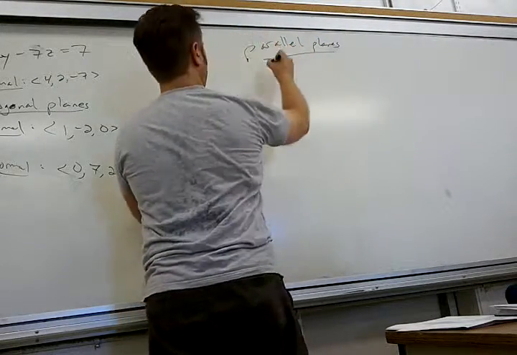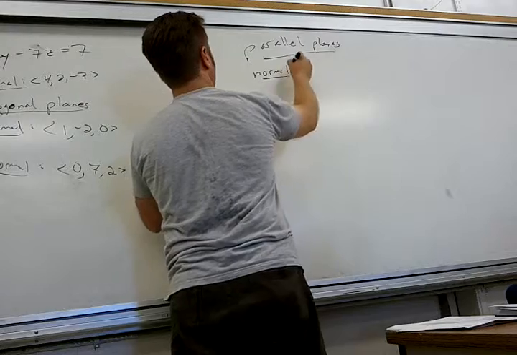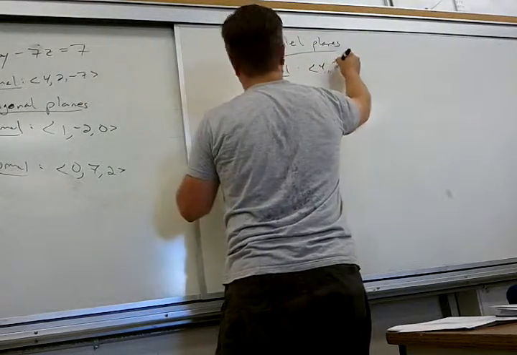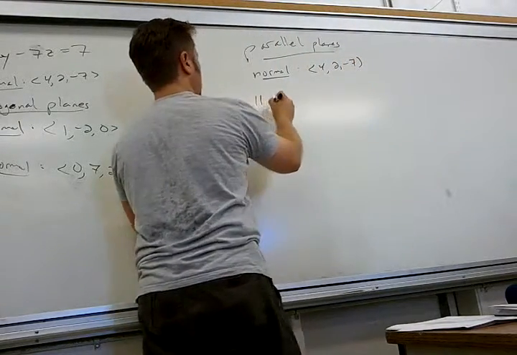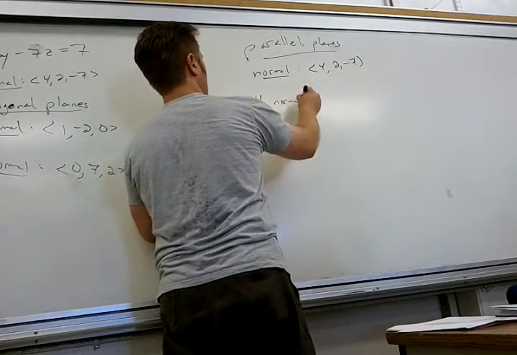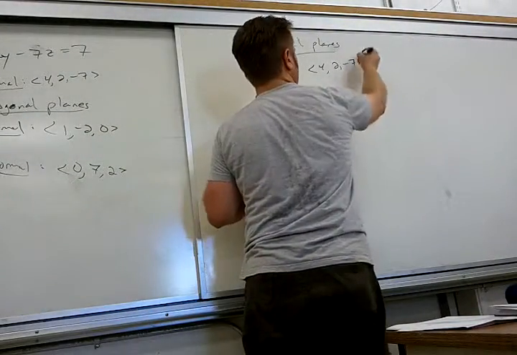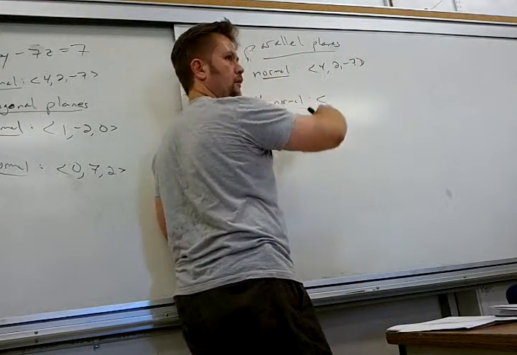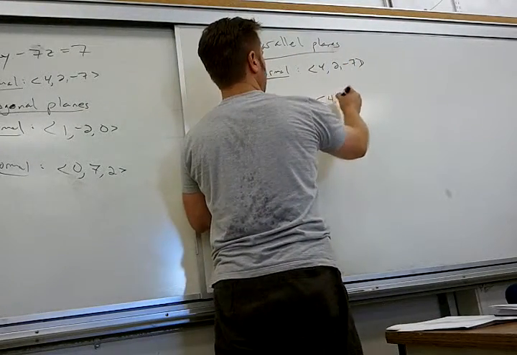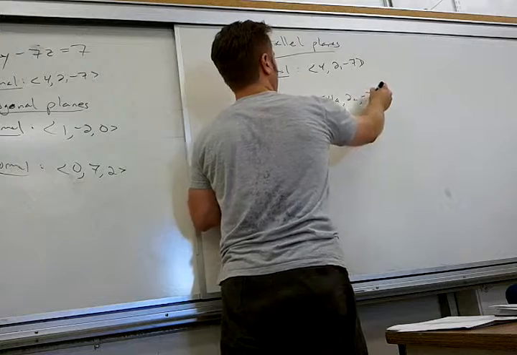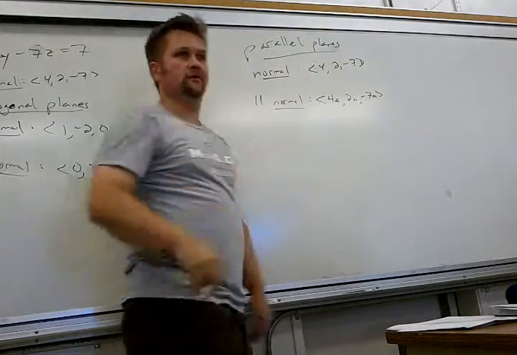8, 4, -14. So if one has a normal of 4, 2, -7, a parallel plane normal would have, yeah, some multiple of that, right? So I'd say 4a, 2a, -7a, and I've just captured all of them, right?